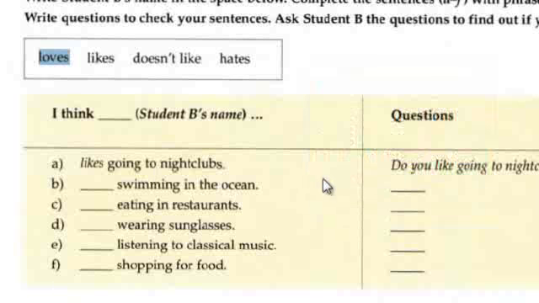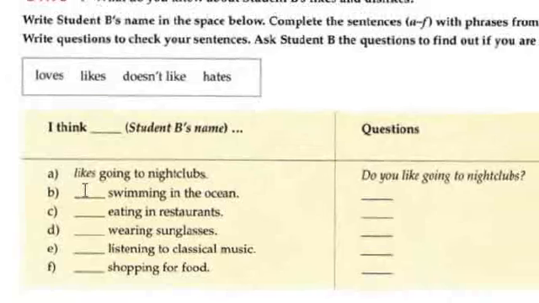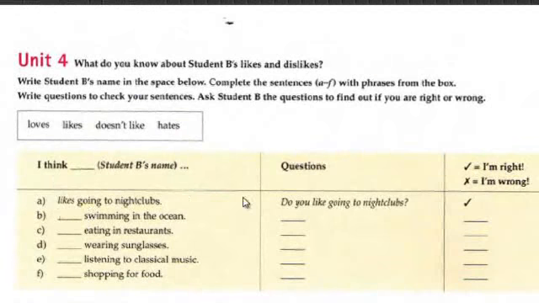Okay, now that you have finished guessing your partner's likes or dislikes, then you have to make questions like this one. For example, in letter A, you have likes going to nightclubs. You have to make the question: do you like going to nightclubs? Okay, the same you have to do for letter B, C, D, E, and F.